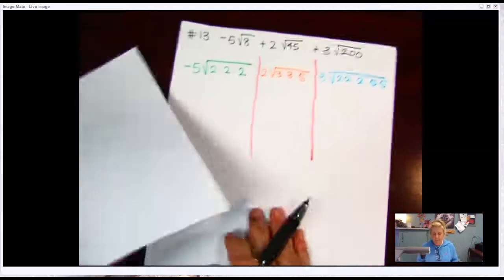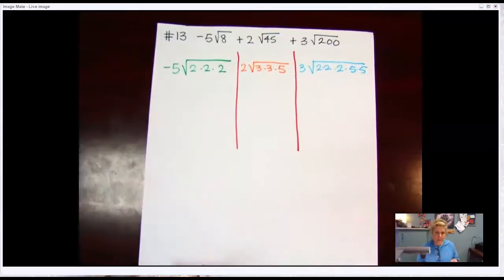Let's look at this next part. So we're going to do problem 13. And on problem 13, we're going to break it into 3 columns, and we're going to go ahead and factor down 8, factor down 45, and factor down 200.